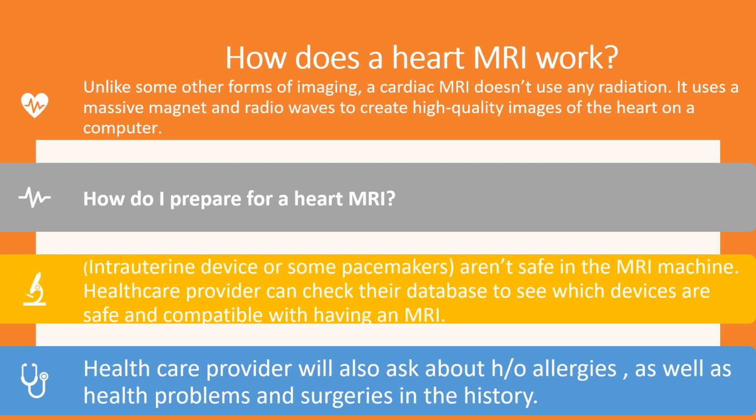So how does the heart MRI work? So here also it's an imaging, a cardiac MRI. It uses a magnet and radio waves to create high quality images of the heart. And here the health provider can check the database to see the devices. And mainly we will ask whether the patient has any history of allergy before the procedure.